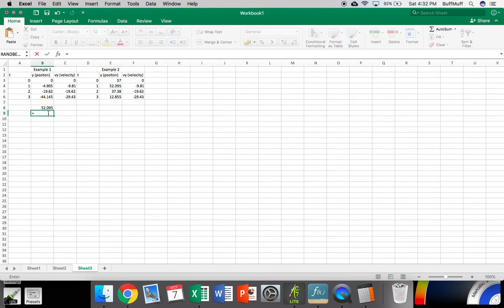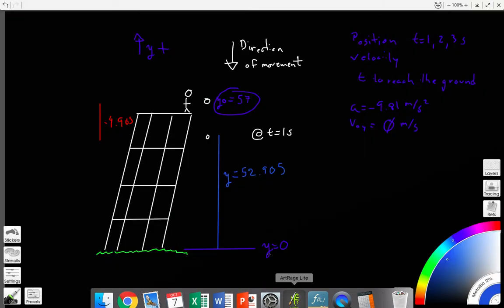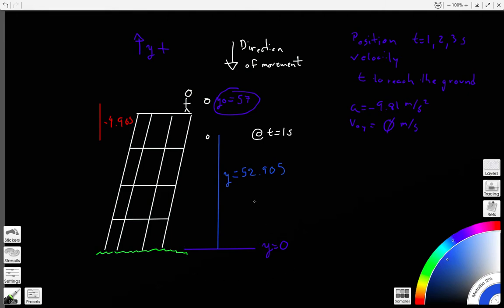So for example, if I also take 57 plus this position right here, I get 37.38, which is exactly what is calculated here. If I take 57 plus this value right here, I get 12.855. So if you can see, it doesn't matter what reference frame I am using, the calculations will give us the right answer. But you have to be super careful with what reference frame you are using and what quantities are the ones that you are measuring, right?